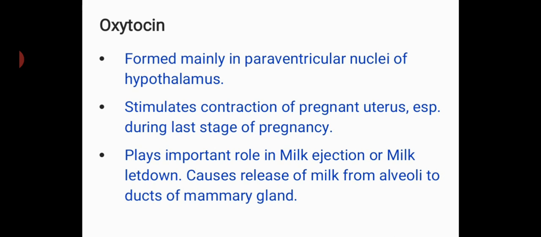Oxytocin is also known to play an important role in lactation. It causes milk to be released from alveoli into the ducts of mammary glands so that the baby can obtain it by suckling. Suckling of mammary glands by the baby sends nervous signals to the paraventricular nuclei in the hypothalamus, which causes the release of oxytocin by the posterior pituitary gland.